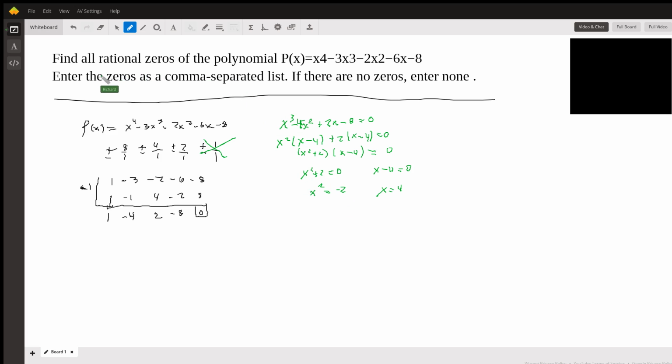So to answer the question, the comma-separated list of rational zeros would be negative 1, 4. That's our comma-separated list, and that's all we need to deal with. We don't have to deal with these two imaginary answers. Altogether, you want 4 answers or 4 zeros, and we do. We have 4 of them. We have 2 rational, real zeros, and then we have these 2 in here that are imaginary.